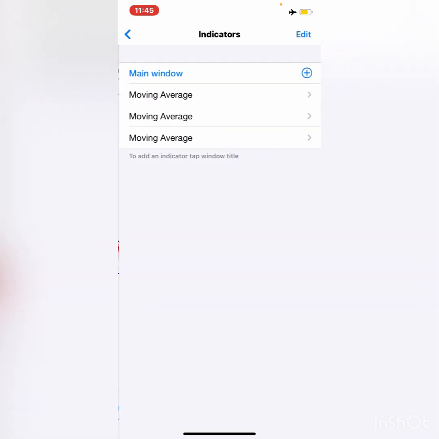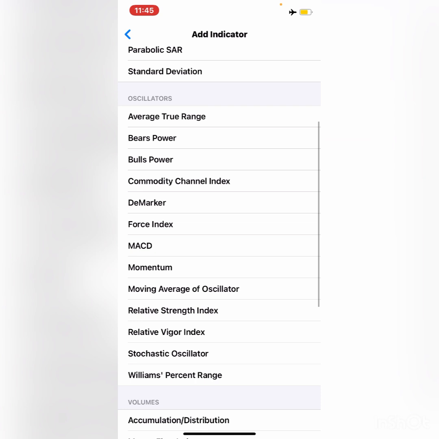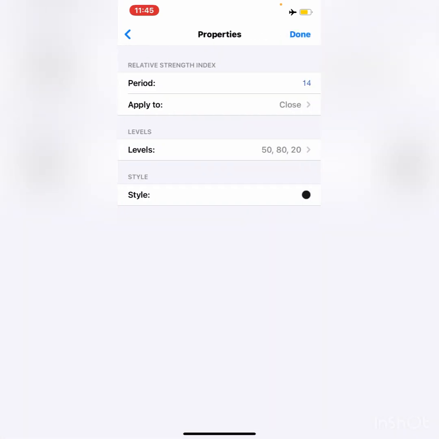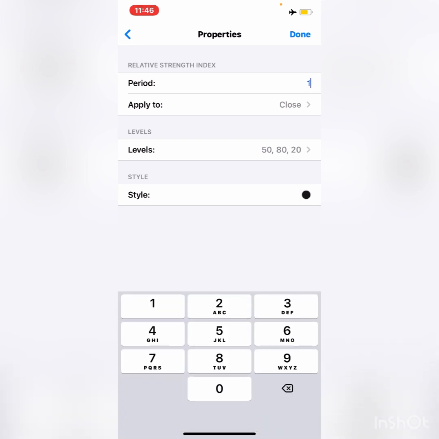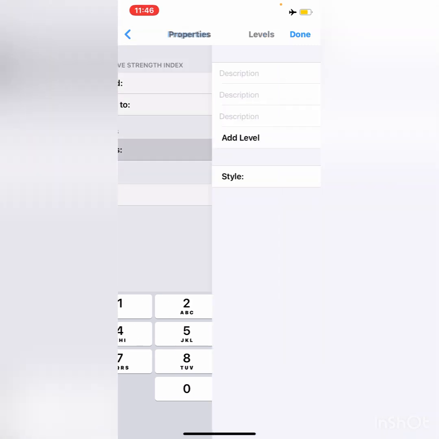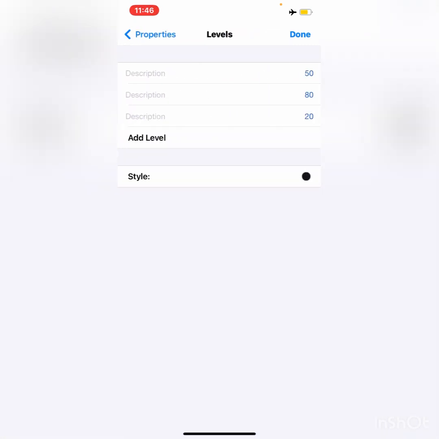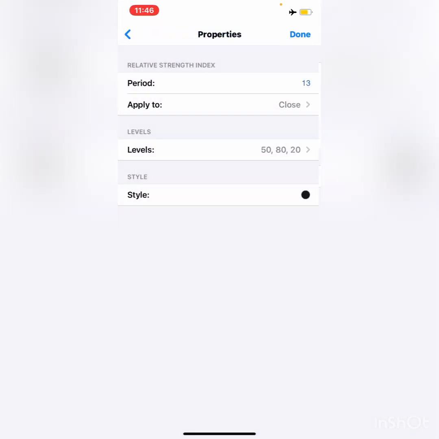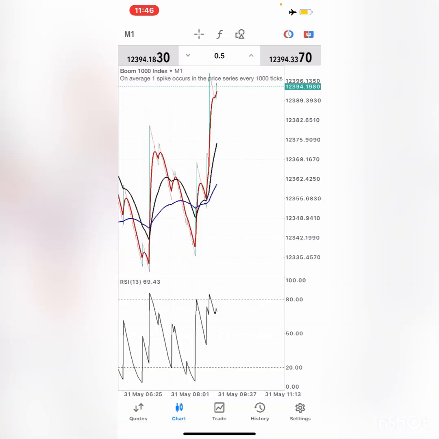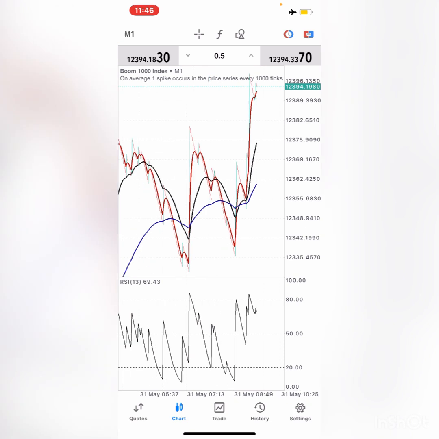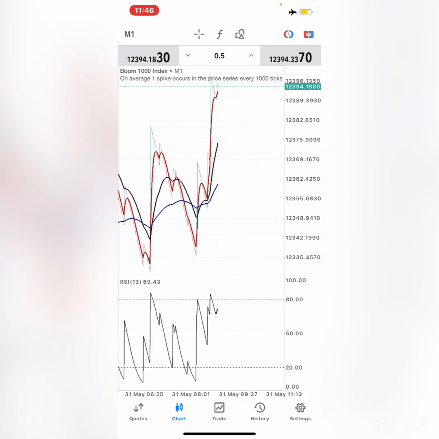We're going to go to indicators. The first indicator that we want to install is the relative strength index, and this relative strength index is going to have the following settings: a period of 13, apply to close. Levels, you only need these levels: level 50, level 20, and level 80, right? And then the color, you can choose black or any color of your choice, then done. And as you can see, we now have our RSI installed.